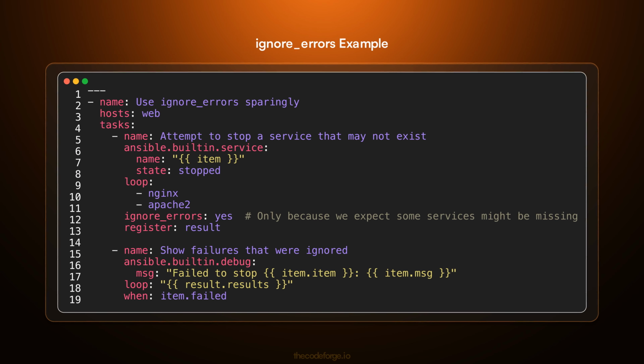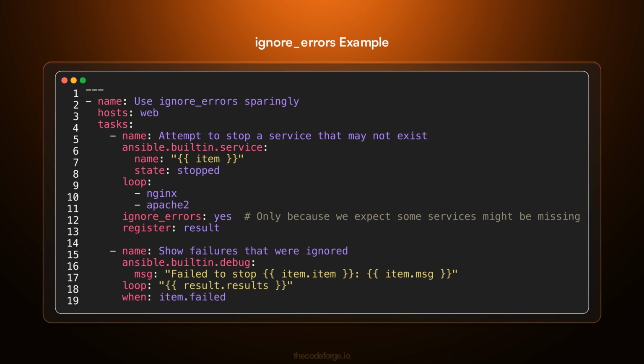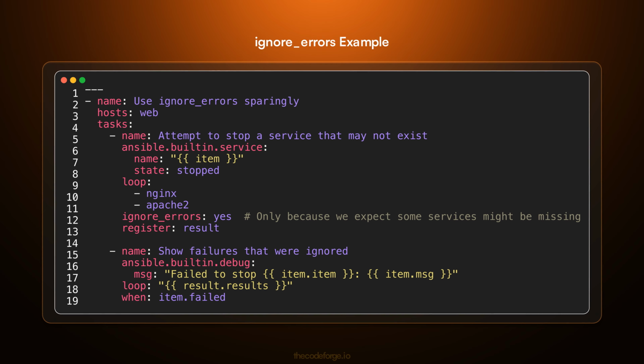Here's a real example. We attempt to stop services that might not exist. We use ignore_errors: yes, because we expect some services to be missing. The play continues, and we then display any failures that were ignored. This pattern is useful for optional tasks.